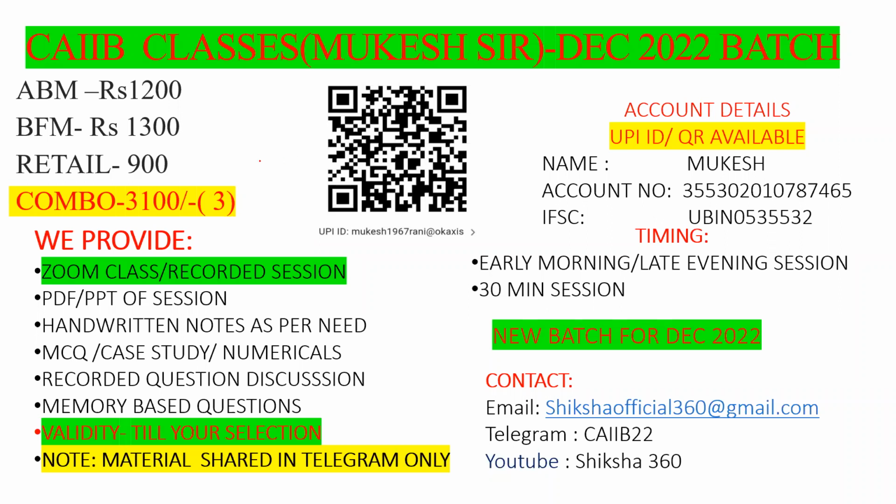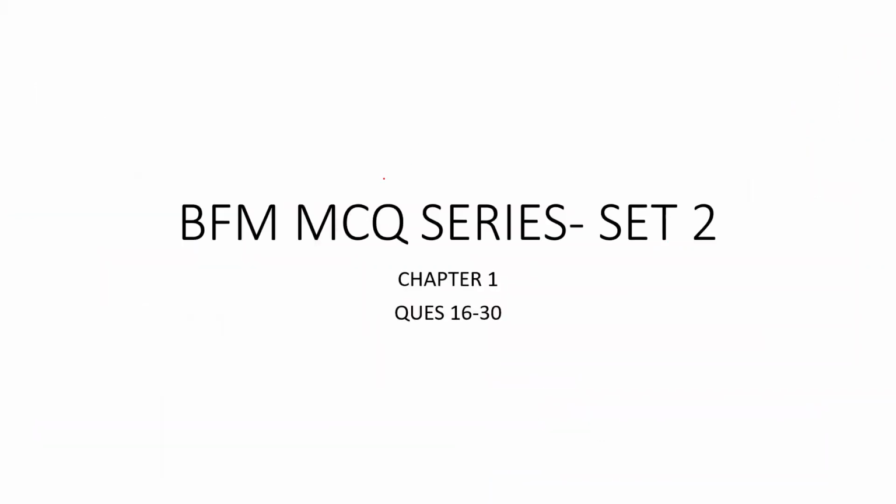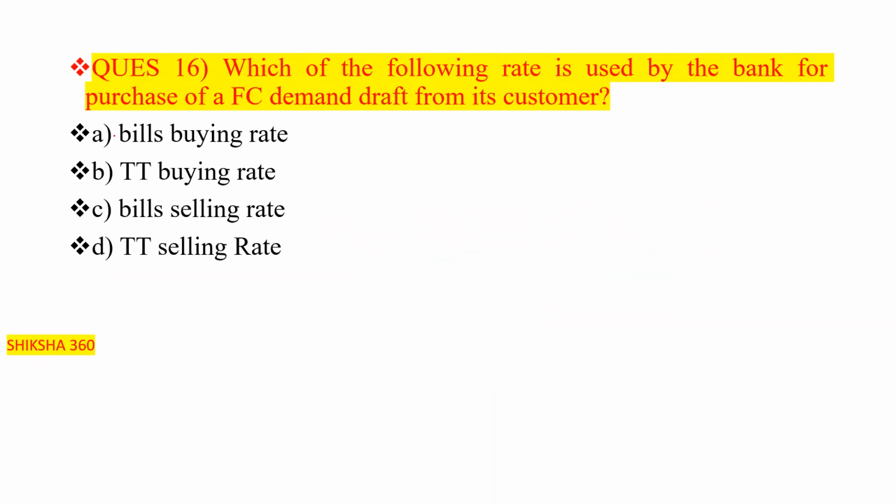In this session, basically MCQ part 2 of chapter 1. This is the BFM MCQ series, set number 2, related to chapter number 1. In this, we have to discuss question number 16 to 30. Most of the questions are theory-based. So let's start our first question on your screen.